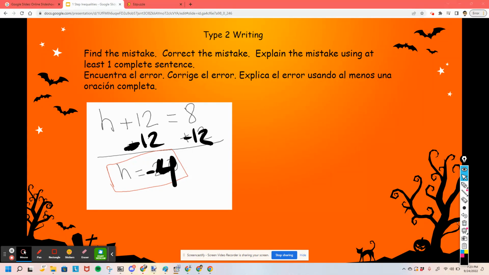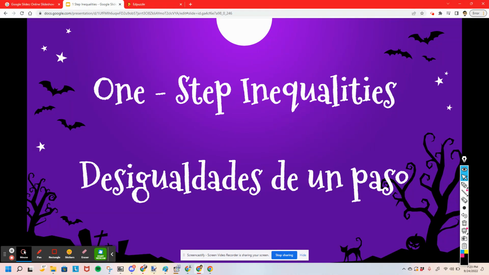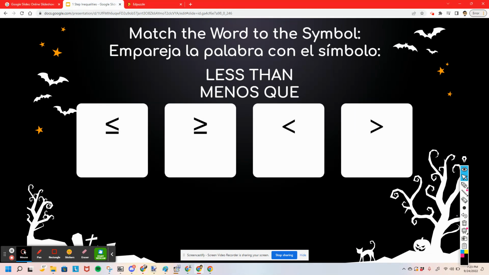So today we're going to talk about one-step inequalities. One-step equations are different because when you solve for it, you get one answer, but with inequalities, you get a range. So before we keep going, I got to remind you guys about the inequality symbols.